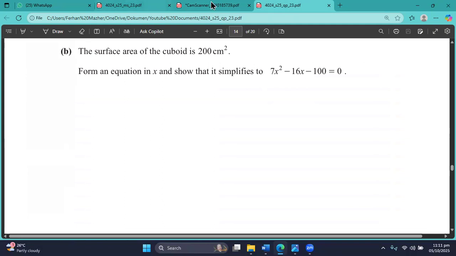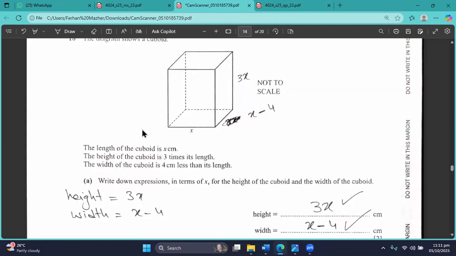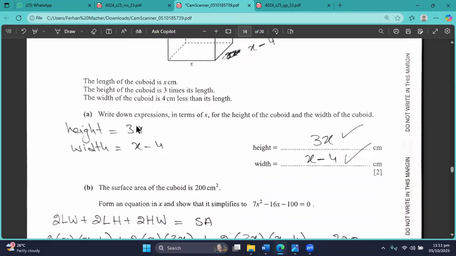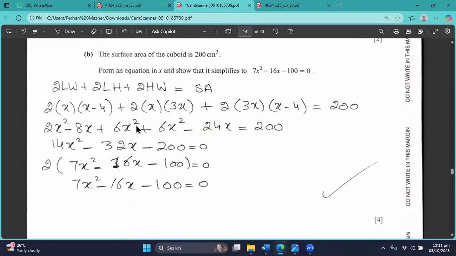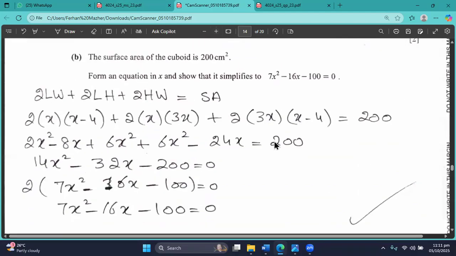So we know the length, the width and the height of the solid cuboid, so we can find the surface area. The formula for the surface area is 2 length times width plus 2 length times height plus 2 height times width equals the surface area. The surface area we already know is 200. Length is x, the width is x minus 4, and the height is 3x. Just put those values in terms of x.